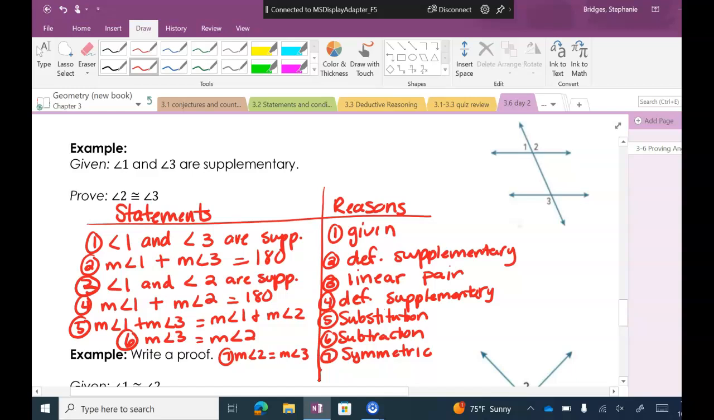Okay. And then one last thing. Right now I have they are equal, but my proof statement wants me to say that they are congruent. So can I just say then that angle 2 is congruent to angle 3? And that's the definition of congruence.